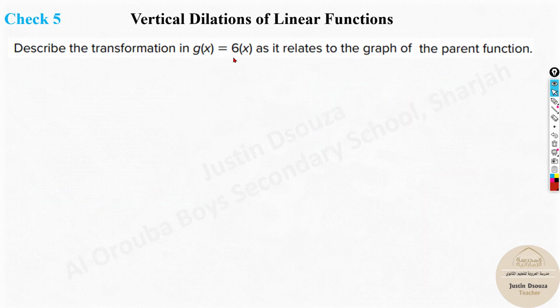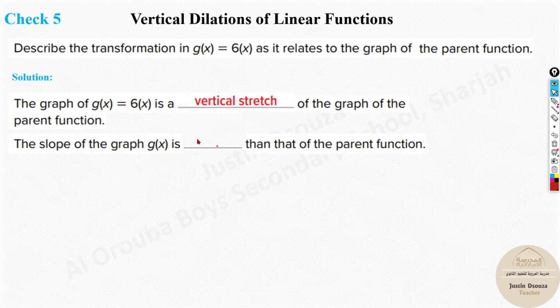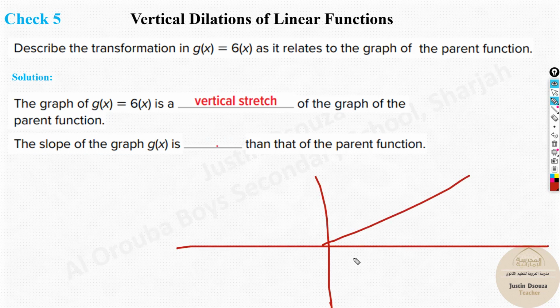Now here again, it's the same thing, 6. Now over here, the graph 6x is a vertical stretch of the graph of the parent function, and it is what, the slope. Now we can see the slope of the parent function is equal to 1, right? This 6 will be somewhere over here. The slope is bigger, more steep, right? It's more bigger. So that's why we call it steeper. Okay, that's how we do it.